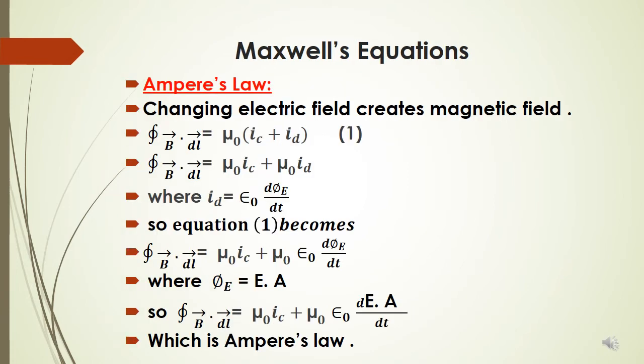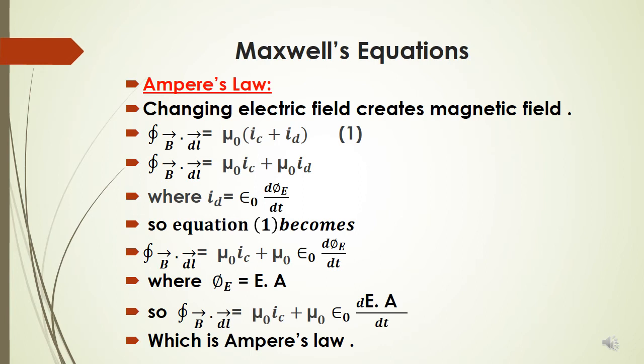Now, the fourth equation is Ampere's law, corrected by Maxwell, which is closed integral B dot dl equals mu naught into (IC plus ID), where IC is the conduction current and ID is the displacement current. If we extend it, closed integral B dot dl equals mu naught IC plus mu naught ID, and ID equals epsilon naught d phi E upon dt, which we will study in our next lecture as displacement current. For now, leave it. Again we can write closed integral B dot dl equals mu naught IC plus mu naught epsilon naught d phi E upon dt, where phi E is E dot A.